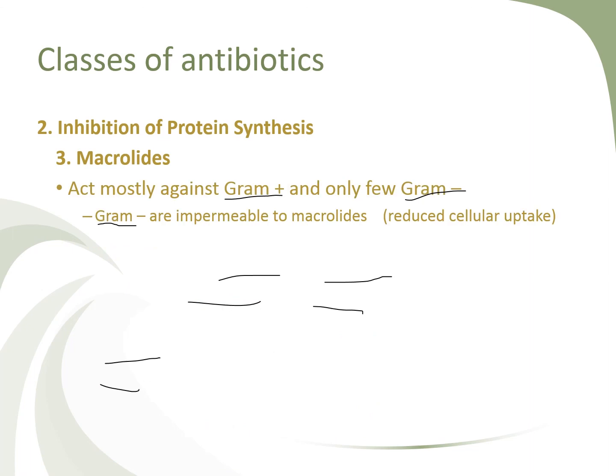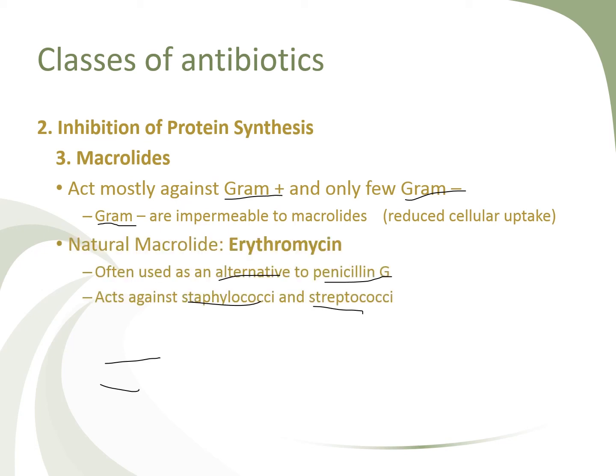These macrolides are mostly effective against gram-positive and just a few gram-negative, because gram-negative are impermeable to macrolides. Gram-negative has reduced cellular uptake, so it does not absorb much macrolide. That's why they are not effective against gram-negative.